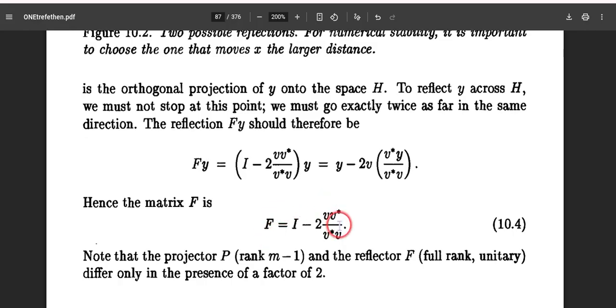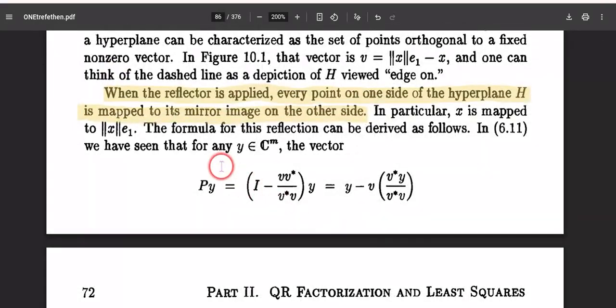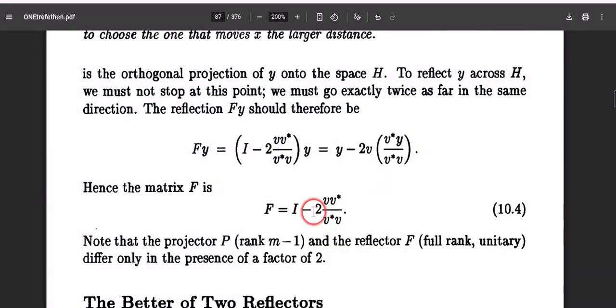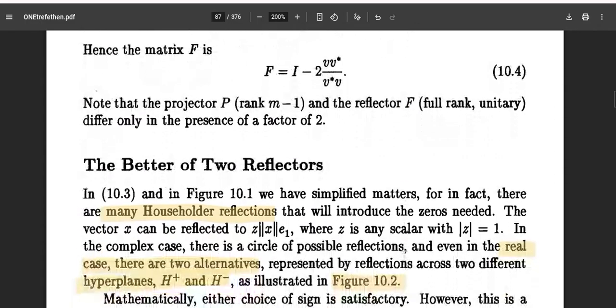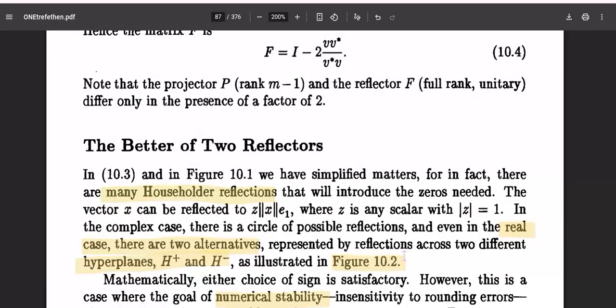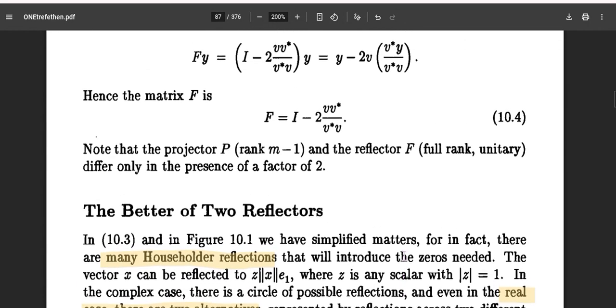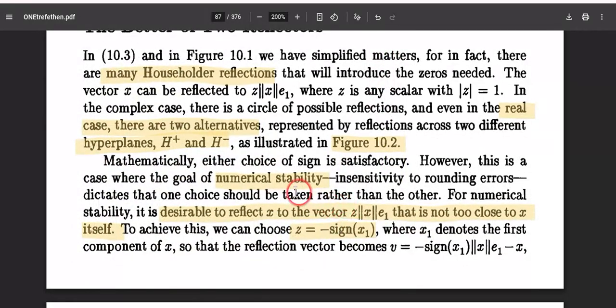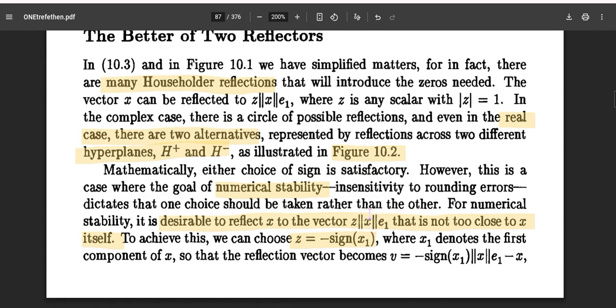You see the difference between the expression for P and this expression for F only contains an additional factor 2, and projector P is of rank m-1 and the reflector is a full-rank unitary matrix. There can be many reflectors in the case of a complex domain, but in the real case there can be two reflectors based on the sign introduced in the vector v. So it is a plus sign or minus sign based on how things are happening.